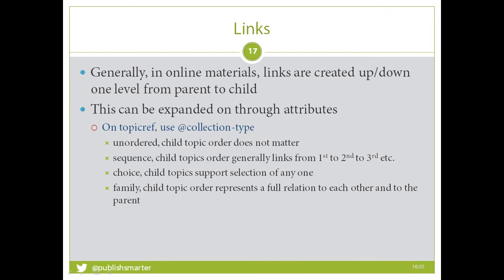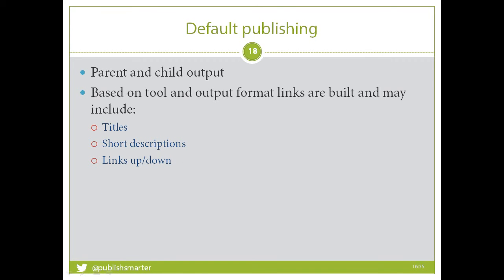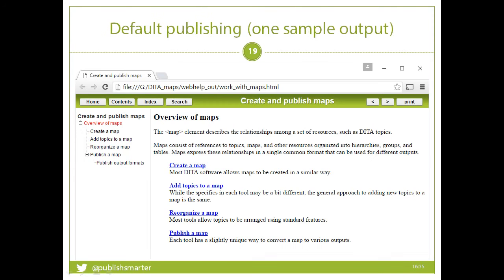The default when it comes to publishing, having a parent and child, is that the tool is going to create the link. It's going to output the format, and it may include things like the title, the short description, and the link up and down between those. Now this is pretty cool. This is the default publishing. This is just one sample of output.